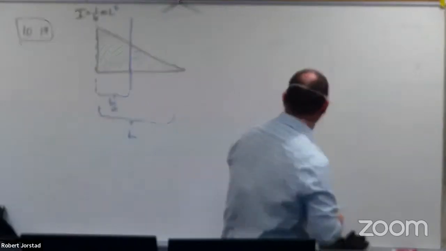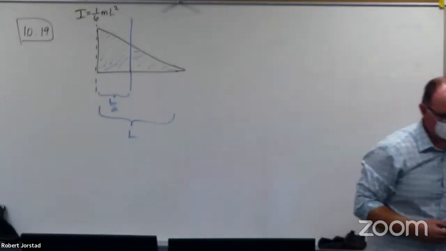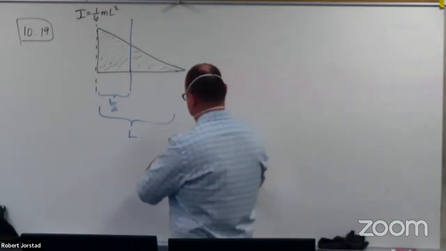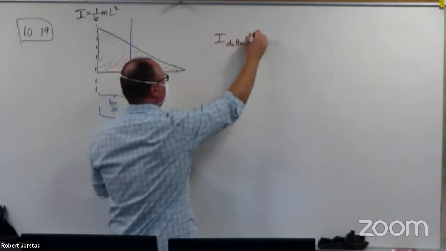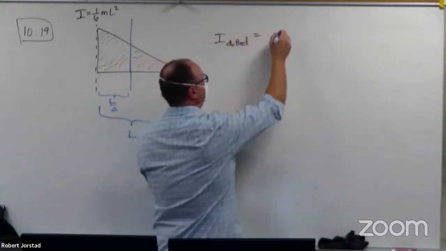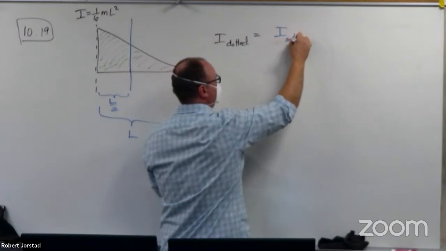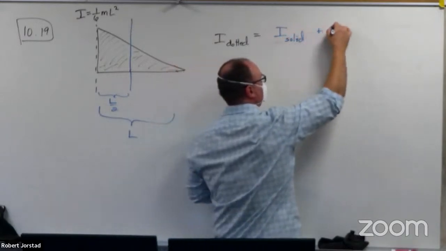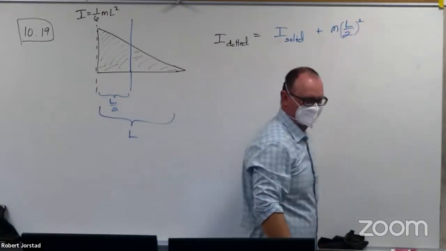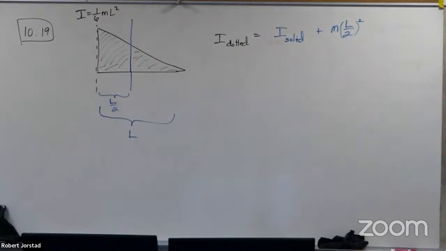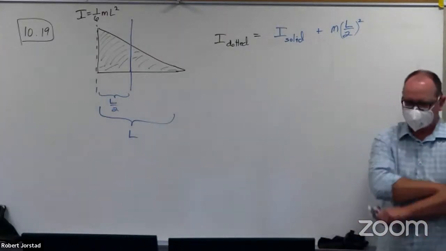Dracula says, I'm going to use I dotted equals I solid plus the mass times L over 2 quantity squared. Is that correct? Go Bulldogs. The garlic. Why is this wrong?